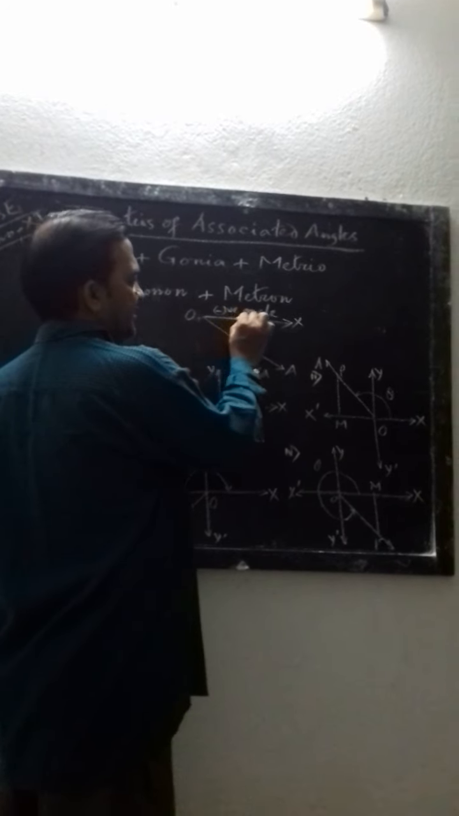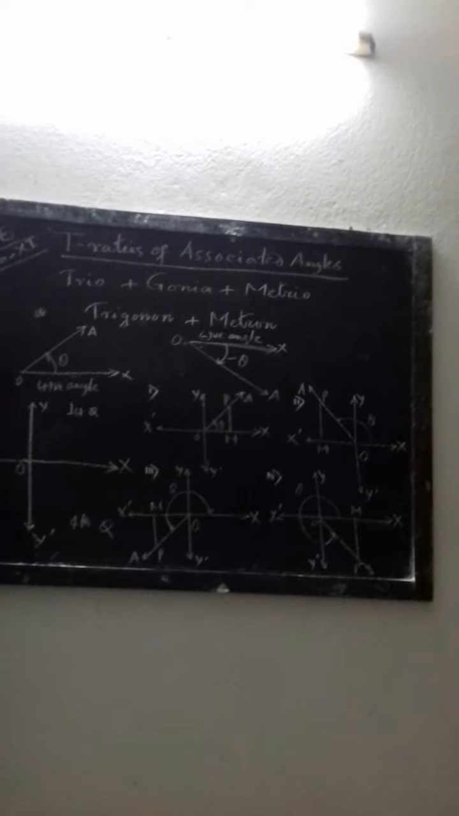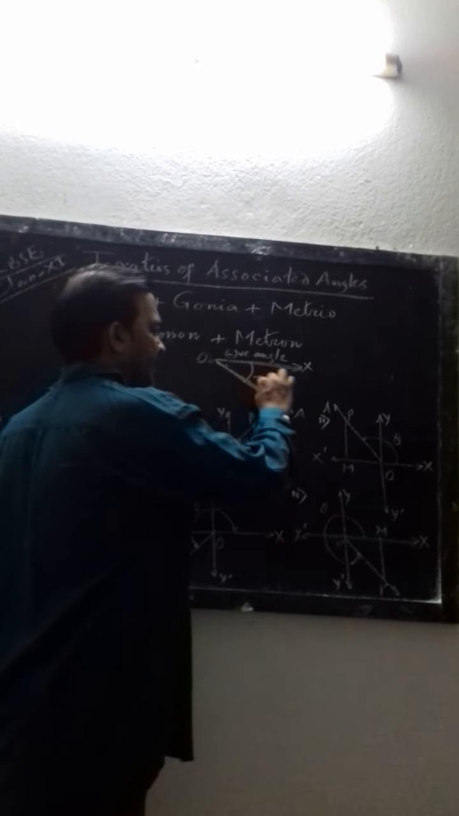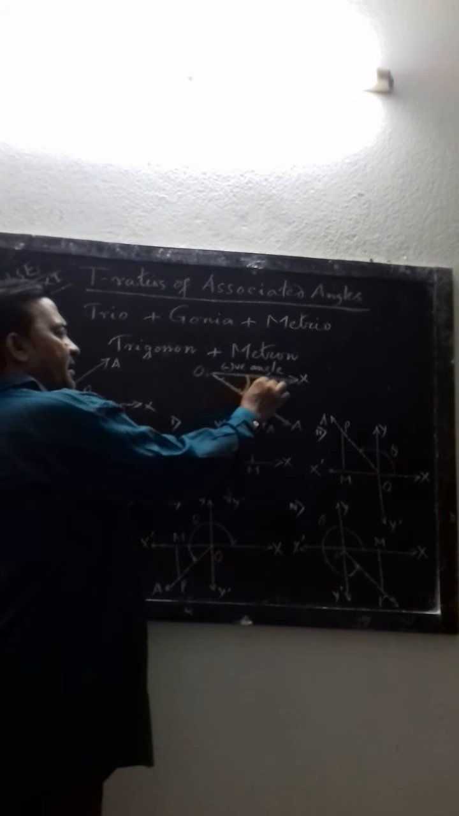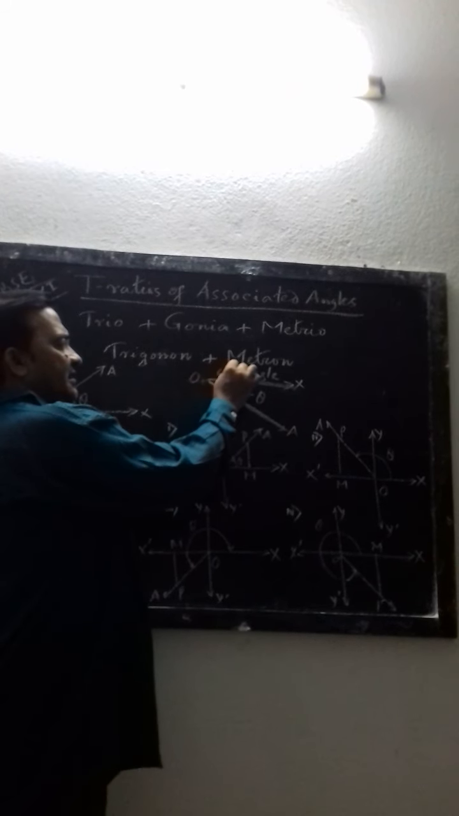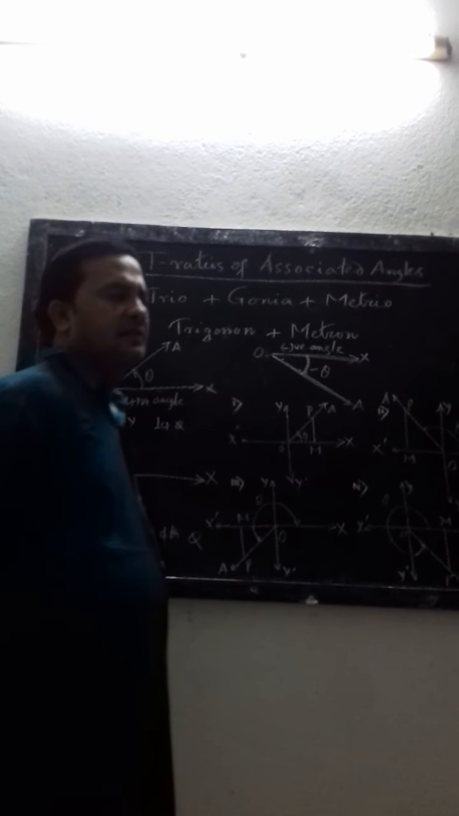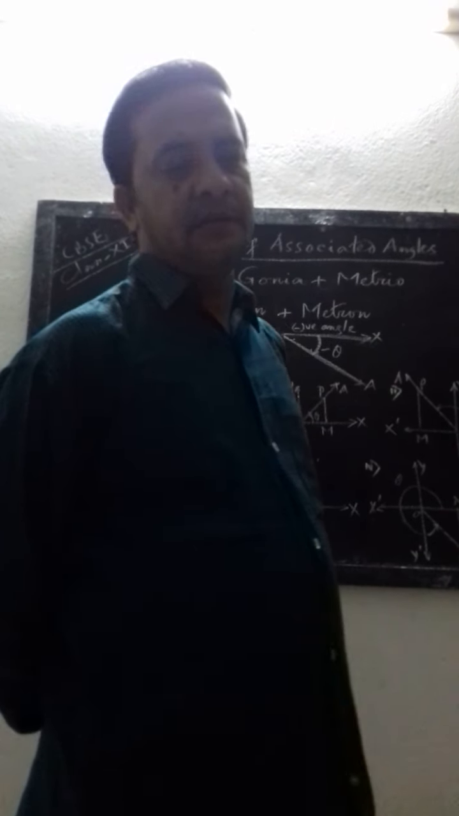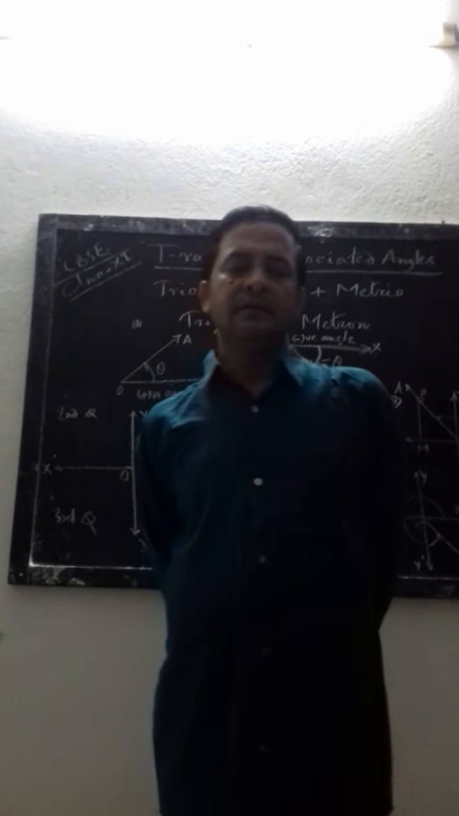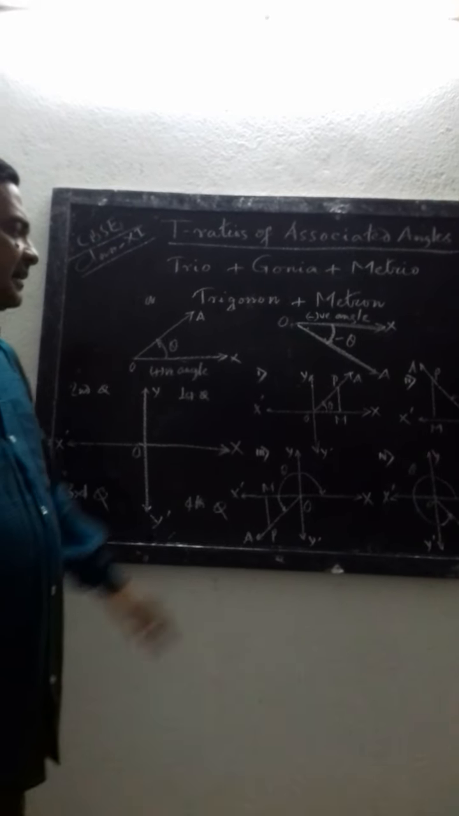Similarly, in this figure, the line OX rotates clockwise and finally its final position is OA. So in this case, it is minus theta. That is, this is a negative angle. And the second difference is that a geometric angle lies between 0 degree and 360 degree, but a trigonometric angle can be of many magnitudes.